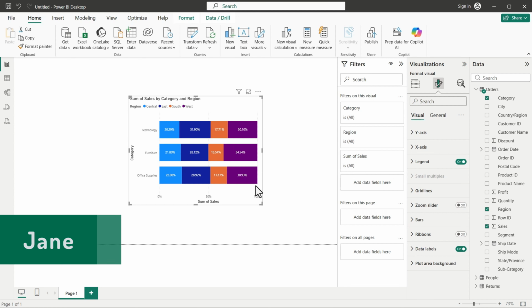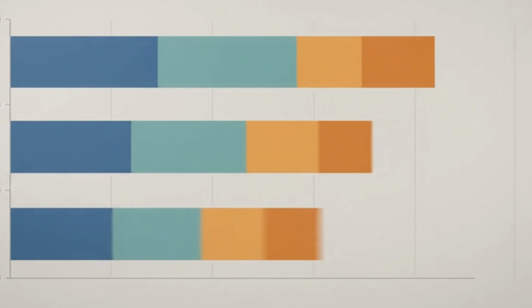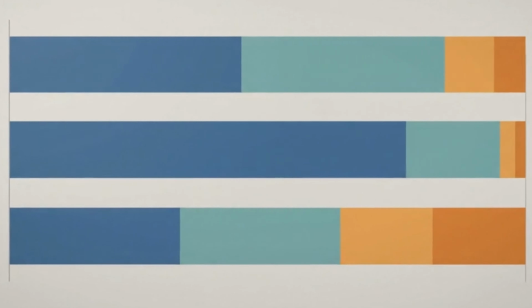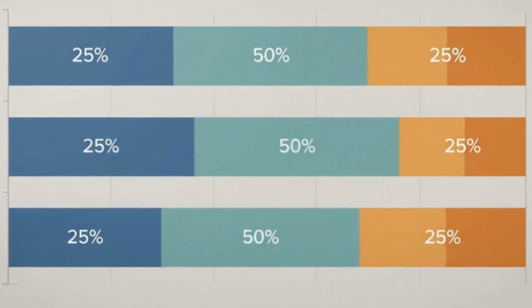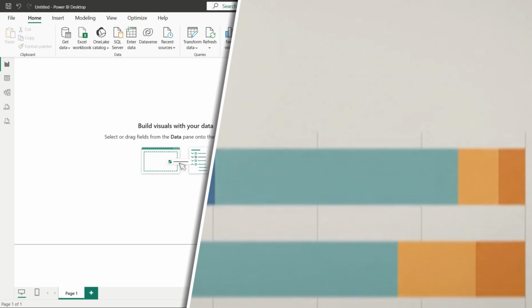My name is Jane. In this video, we are going to look at how to build and customize a 100% stacked bar chart in Power BI using our sample Superstore dataset. Use this chart type when you want to compare the relative percentage that individual segments contribute to a whole across different categories. Unlike standard stacked charts that show total absolute numbers, the 100% stacked bar chart normalizes your data, making every single horizontal bar equal to 100%.